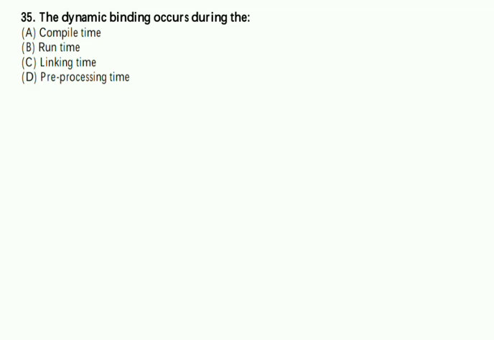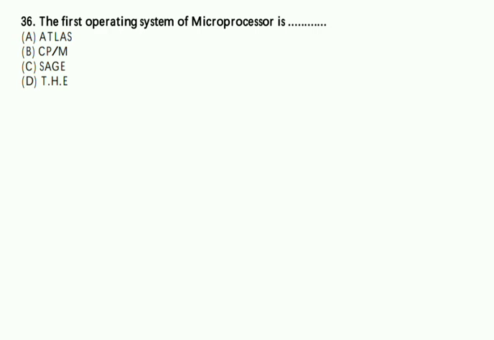The dynamic binding occurs during compile time, runtime, linking time, or preprocessing time. It will occur actually at runtime. Dynamic binding is an object-oriented programming concept related to polymorphism and inheritance. Dynamic binding means that a block of code executed with reference to a procedure call is determined at runtime. So option B is correct. The first OS of microprocessor is CP/M.